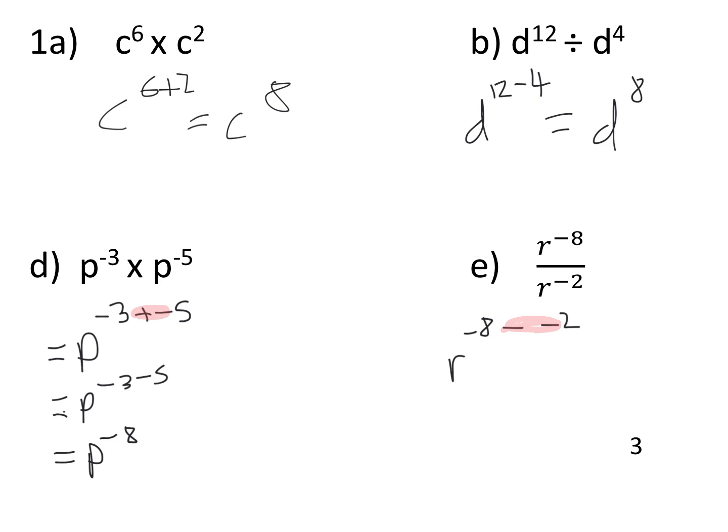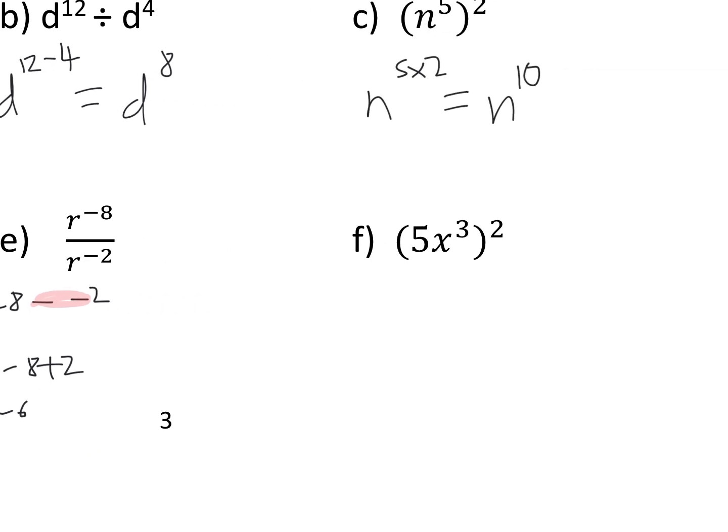And if we take away a negative, that means we're doing -8 plus 2. If you take away a negative, it means you're adding. And -8, if you go up 2, brings you to -6. So that is r to the -6.